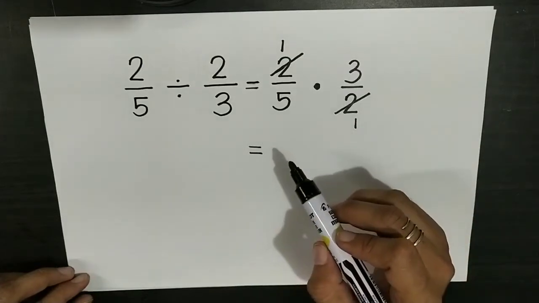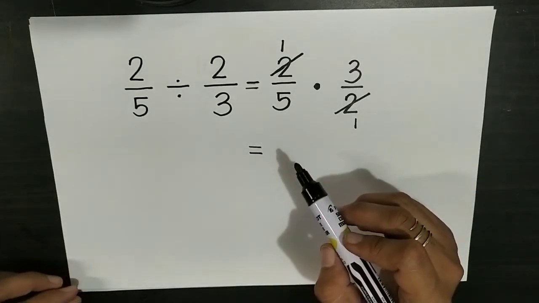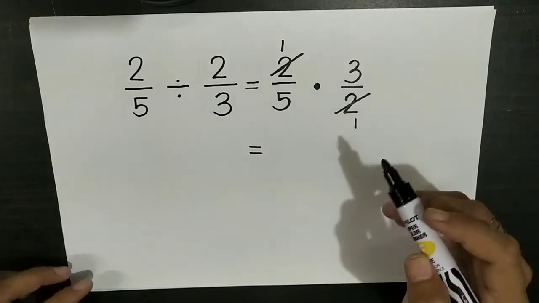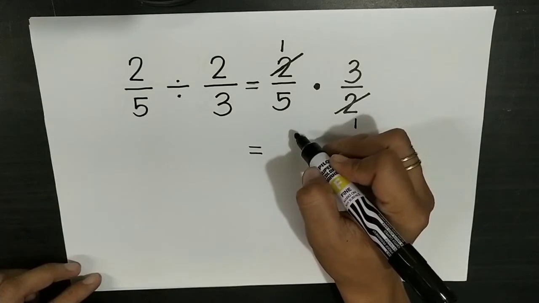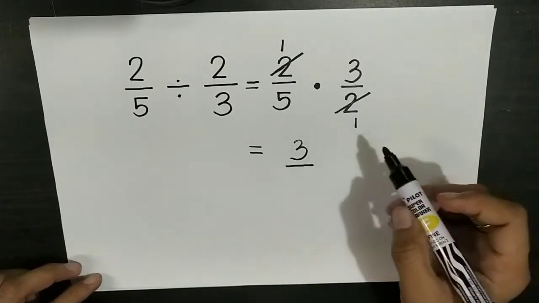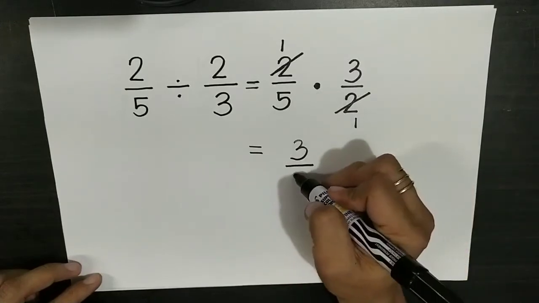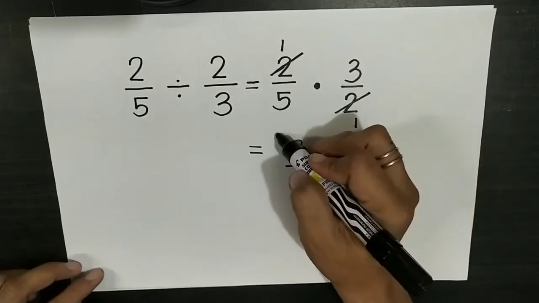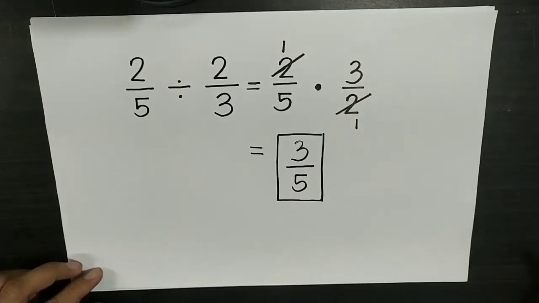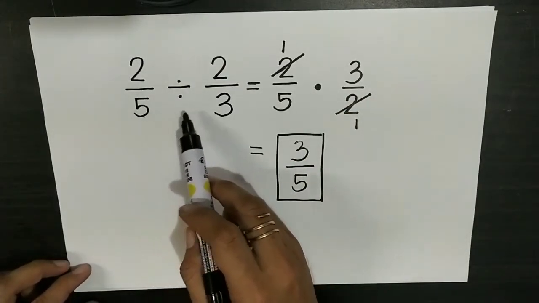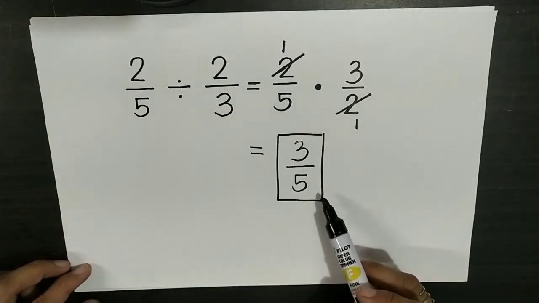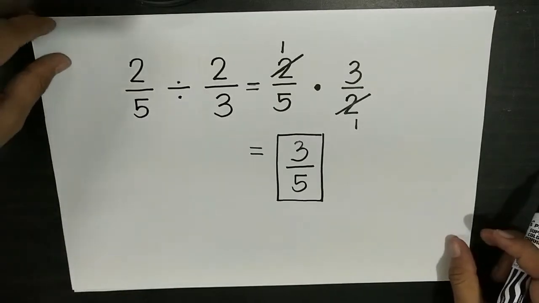Okay, so there are no more numbers that we can reduce to lowest terms. So we have to multiply now the numbers. 1 times 3 is 3 over 5 times 1 is 5. So this is now the answer. When you divide 2/5 by 2/3, the answer is 3/5. Let's have another example.